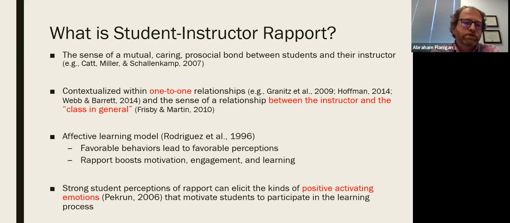And it's kind of an extension of this affective learning model. Reinhard Pekrun's research on academic motivations is aligned with this, in that strong student perceptions of rapport can elicit those kinds of positive activating motivations or emotions that motivate students to participate in the learning process. So things like enjoyment, excitement, a sense of belongingness, all of those are those kinds of positive activating emotions that can bring students in. So in general, if students feel a stronger sense of rapport towards their instructor, they're more likely to engage in the learning process.